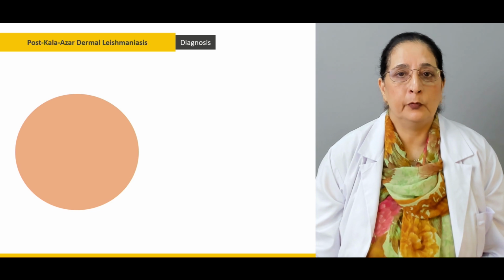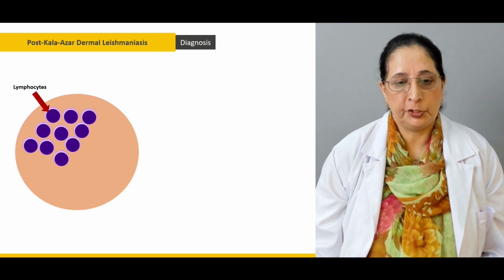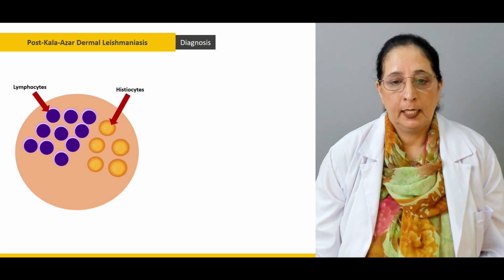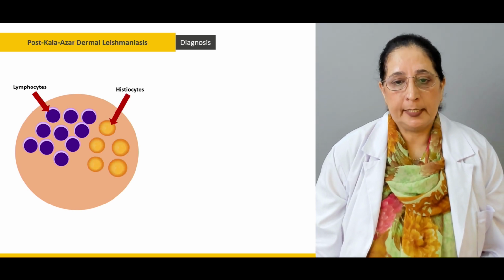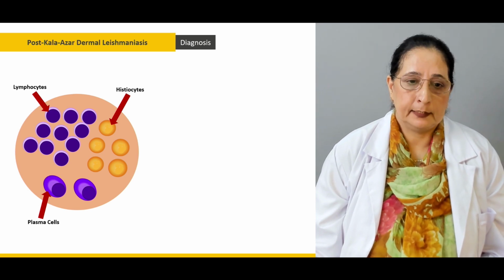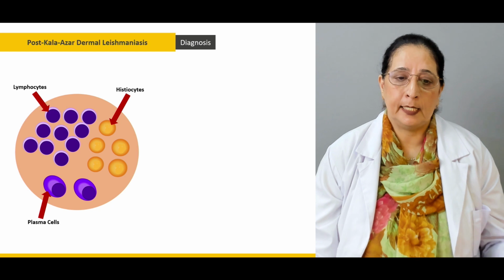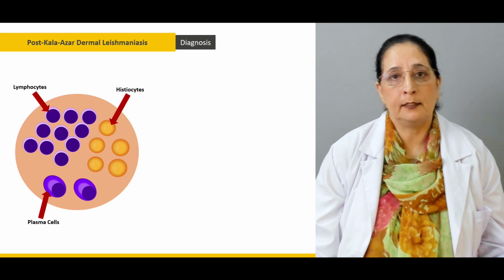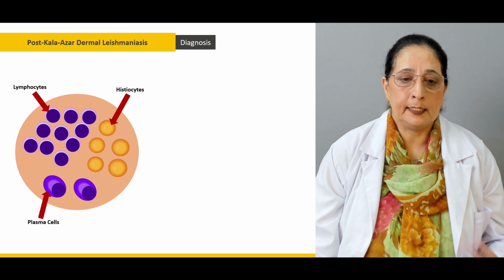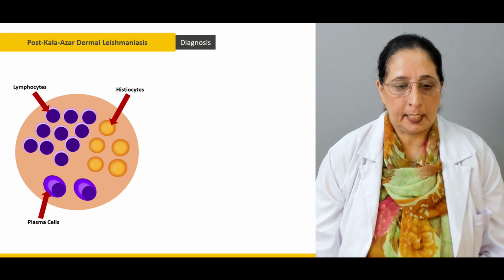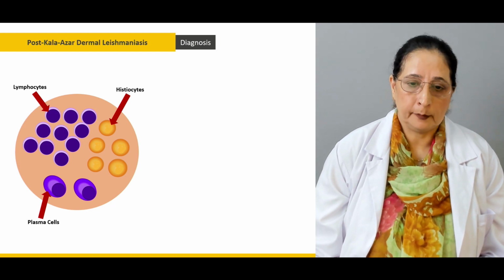Diagnosis of post-kala-azar dermal leishmaniasis. We have the lymphocytes, histiocytes, and the plasma cells. Lymphocytes are the cells of the lymphatic system, histiocytes are the tissue cells, and the plasma cells are present.